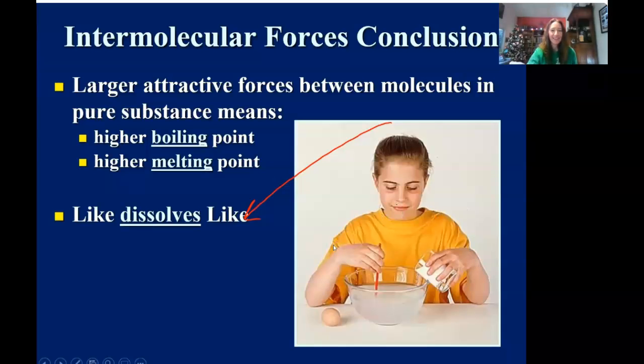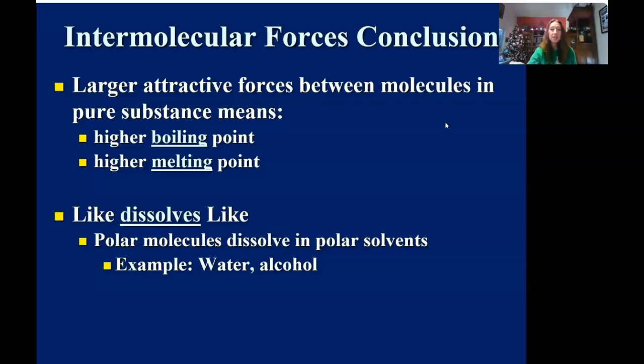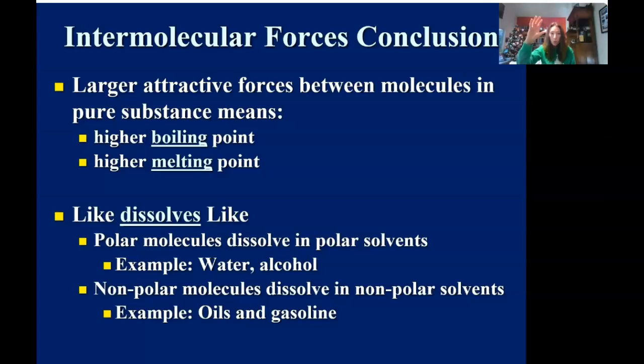Okay, and this is also why polar molecules dissolve polar molecules. So this is why we call water the universal solvent, because anything polar will dissolve in water. This is why alcohol dissolves in water, right? And nonpolar molecules only dissolve nonpolar molecules. Think of like, has anybody ever had Italian salad dressing, right? You have the oil and the vinegar and they separate. Well, the oil is nonpolar and the vinegar is polar.